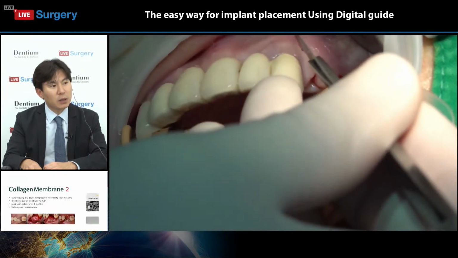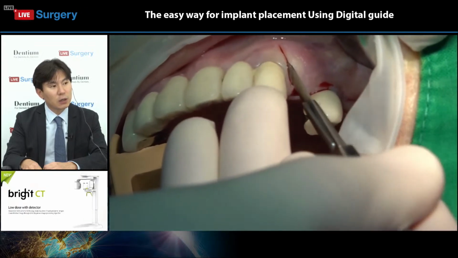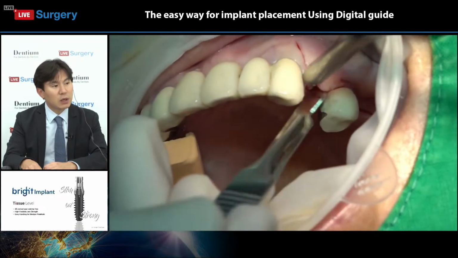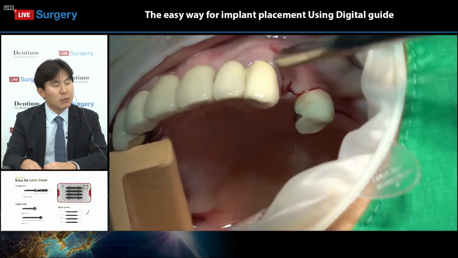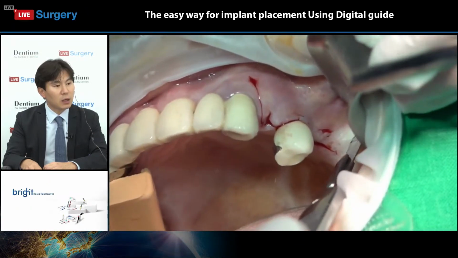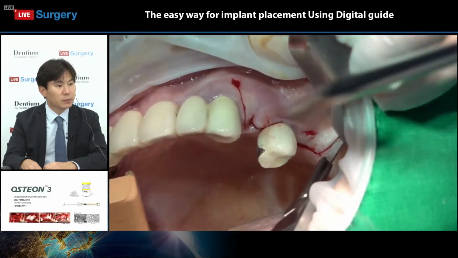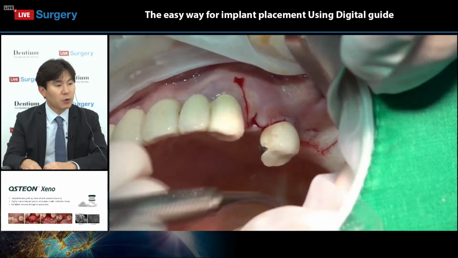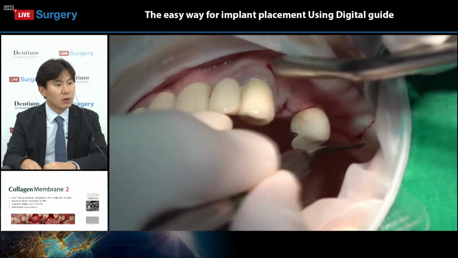Then he reached the 24 area, and he is making a vertical incision on the distal area of the canine. He wants to save the papilla of the canine, and that's why he made a papilla sparing vertical incision. And he's making a distal cutback incision for better visibility on the 26 area.